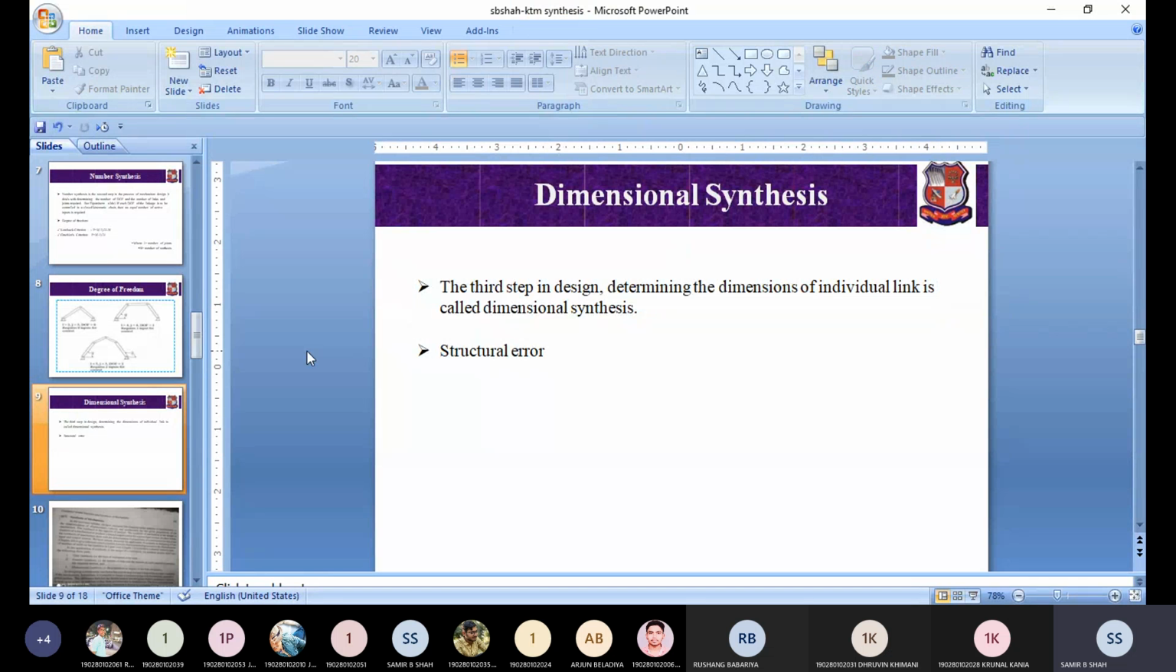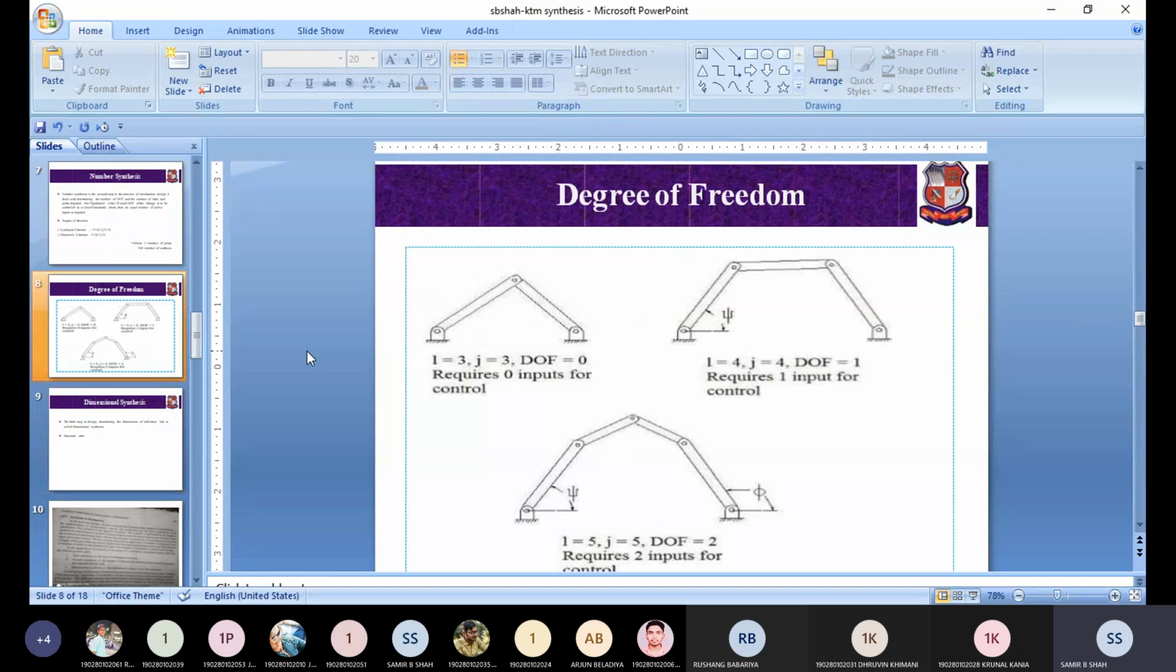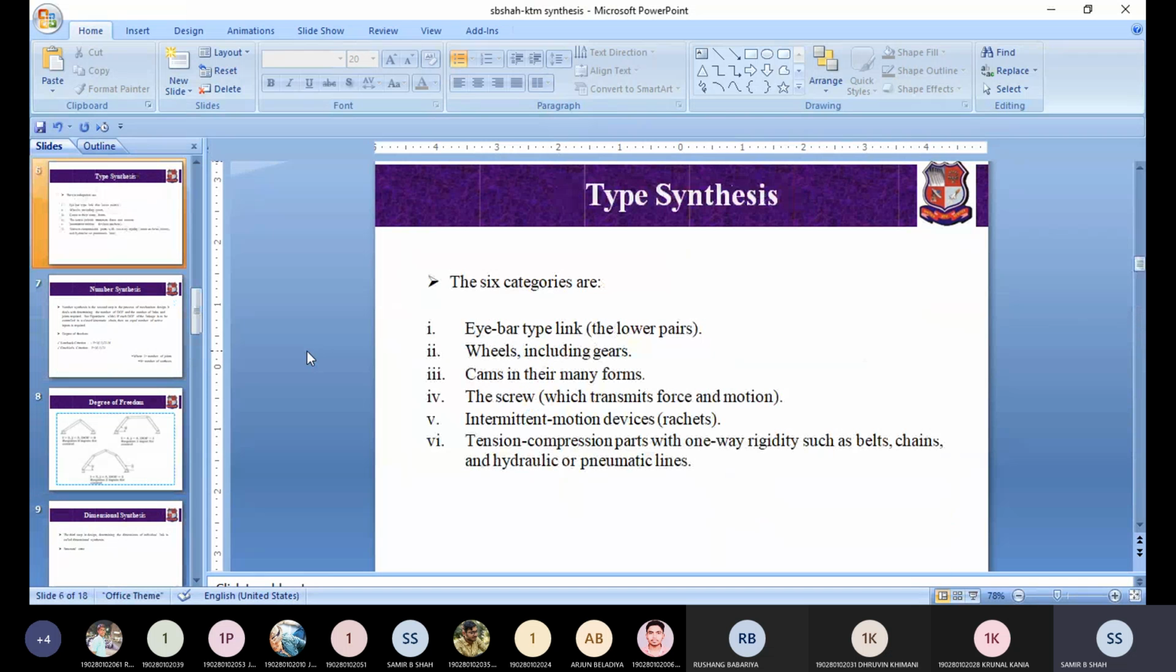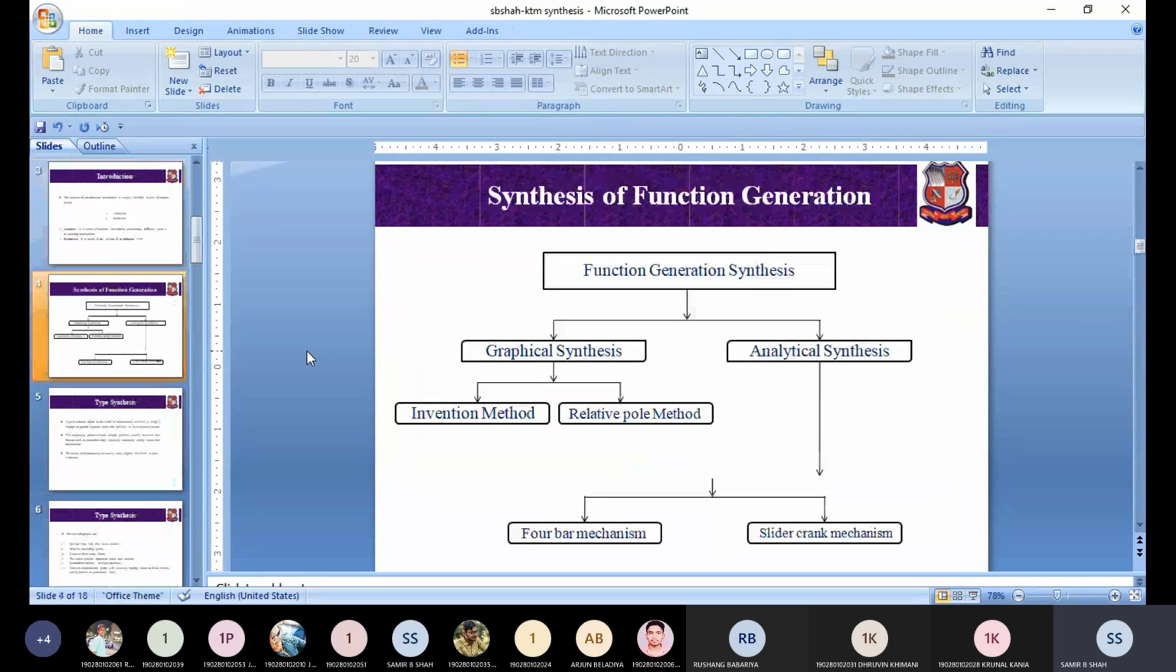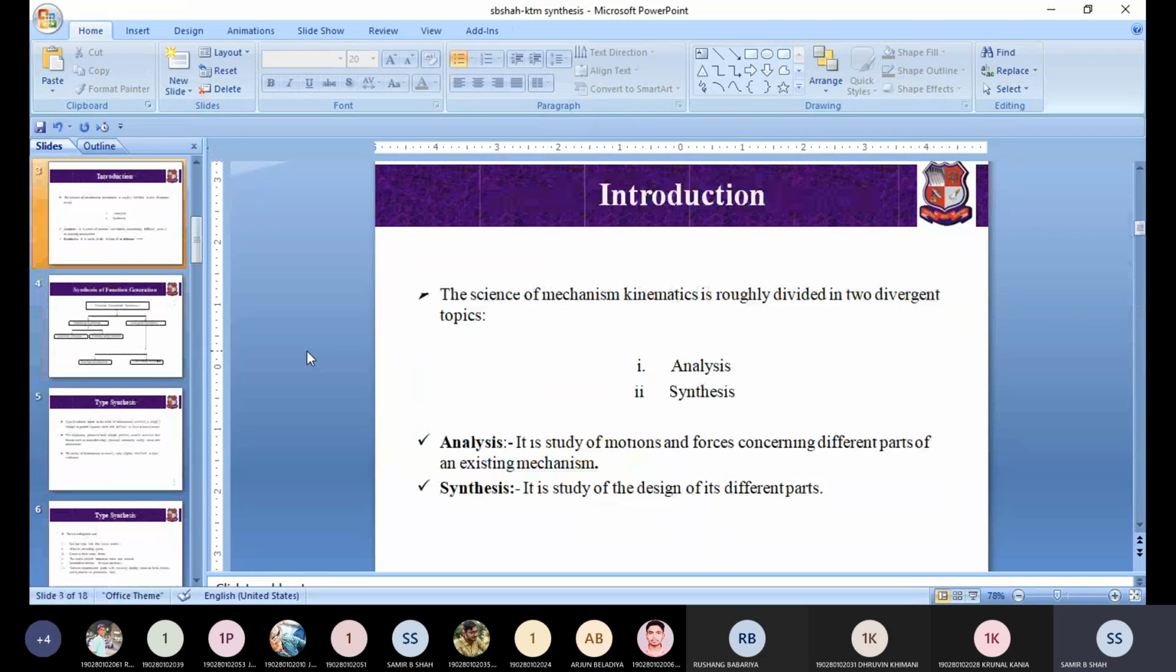When we talk about synthesis, it may be divided into three parts: type synthesis, number synthesis, and dimensional synthesis. And when we talk about error, structural error, manufacturing error, and mechanical error are there. These are generated by the difference between the desired motion and actual motion, by manufacturing, by tolerances, and by clearance. These are the basic causes that produce error.